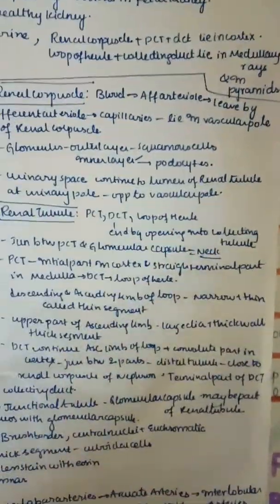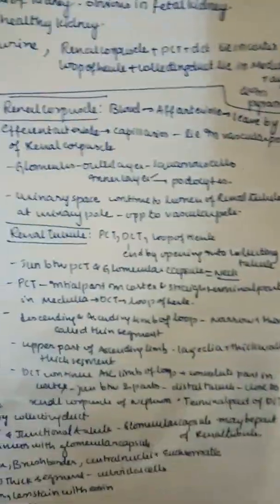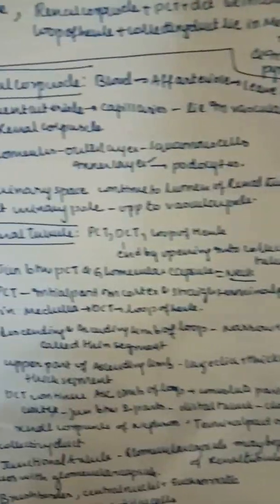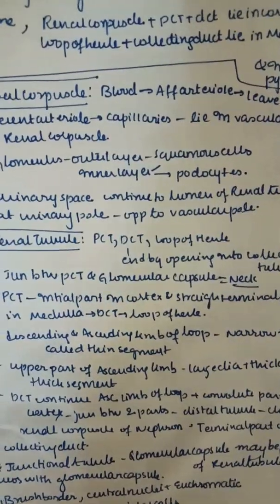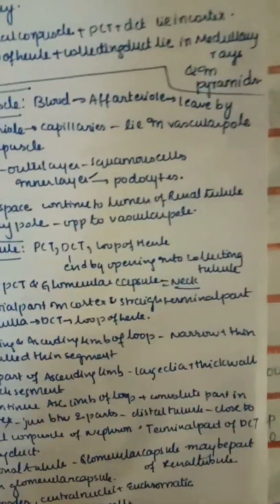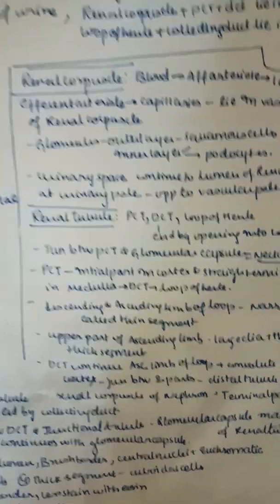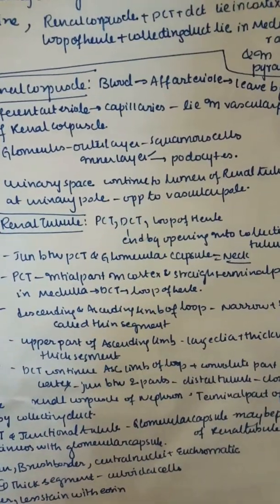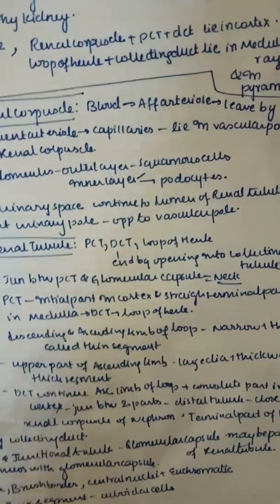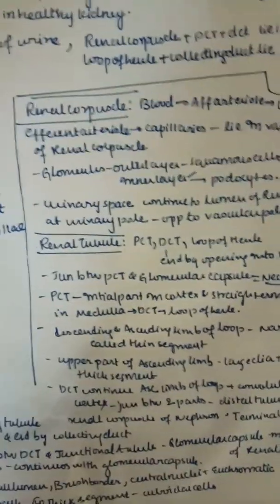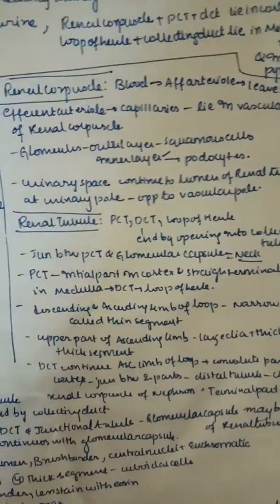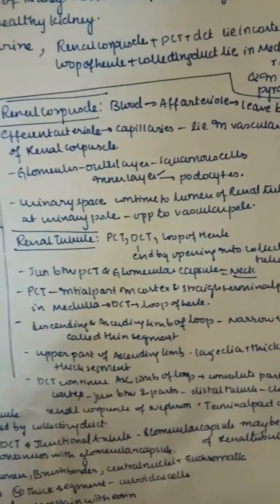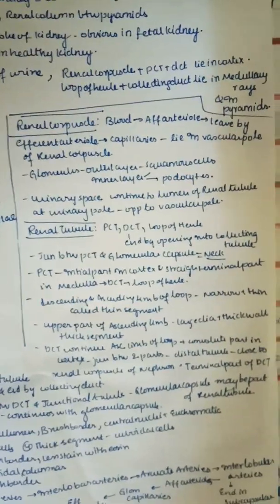Now let us see the renal corpuscle somewhat in detail, that is our glomerulus and the Bowman's capsule. Actually the blood first enters by the afferent arteriole, everyone knows, and leaves by the efferent arteriole. We know when blood enters by an artery then it should end by a vein, but here it is different, to maintain the high pressure so that the blood can easily filter. So this is different, that is afferent arteriole in, leaves by efferent arteriole, and again enters into capillaries which lie in the vascular pole.